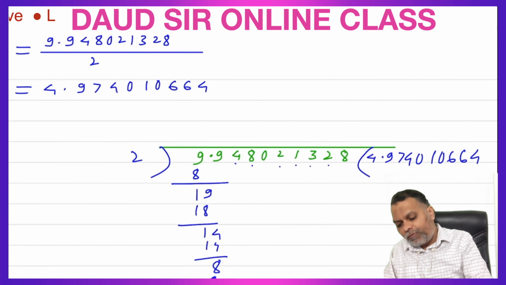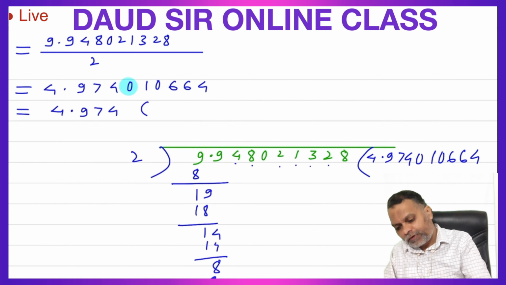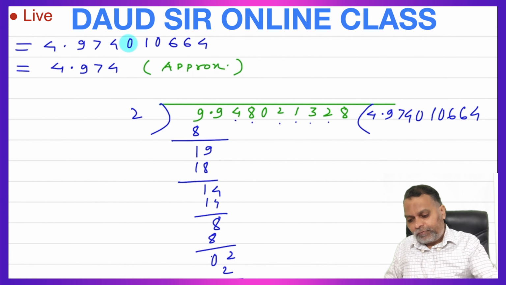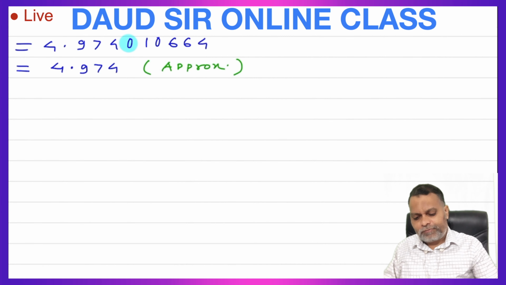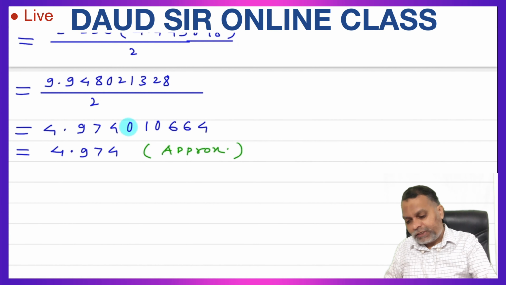Only 4.97. This is 0. So leave this 0. This is less than 5. 4.974 approx. This is the approximate value. We can erase this. This was the rough work. You can do it in rough page. So this is the answer.